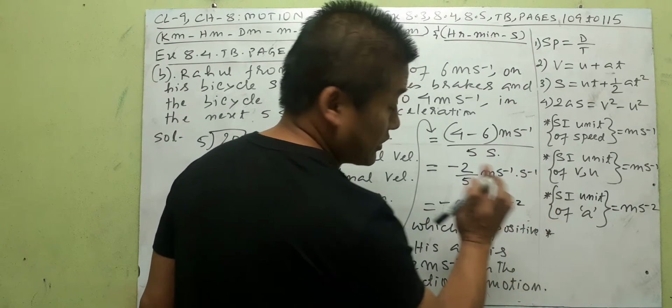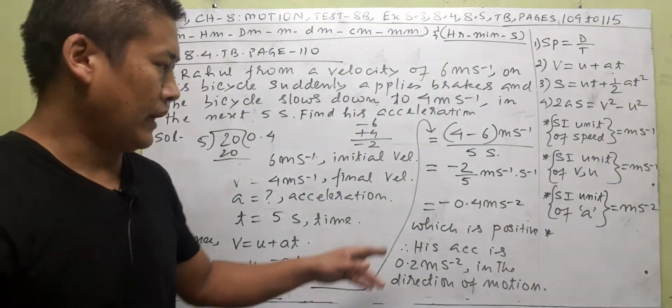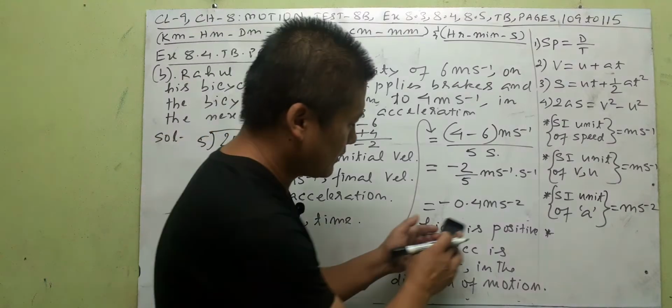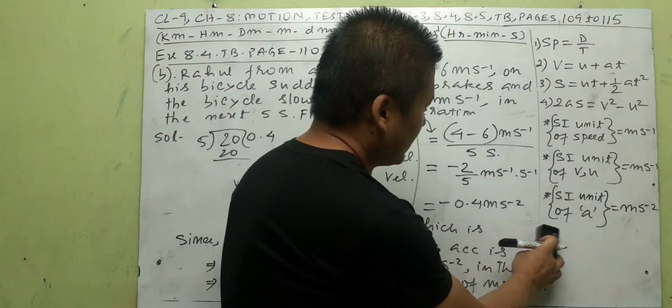Minus 1, minus 1, minus 2. The unit of acceleration, meter per second square. Which is now, this time, see the difference? The value is now negative.